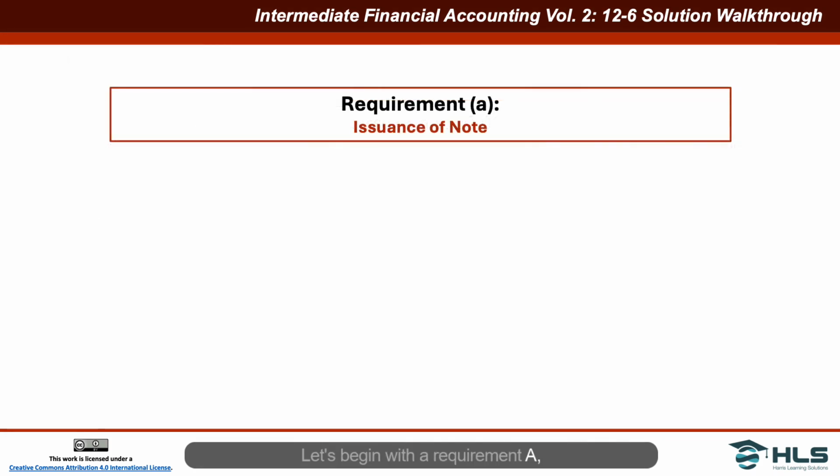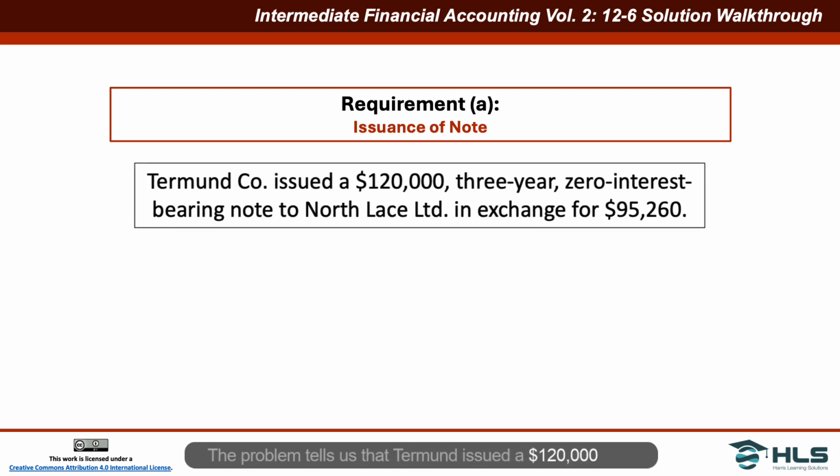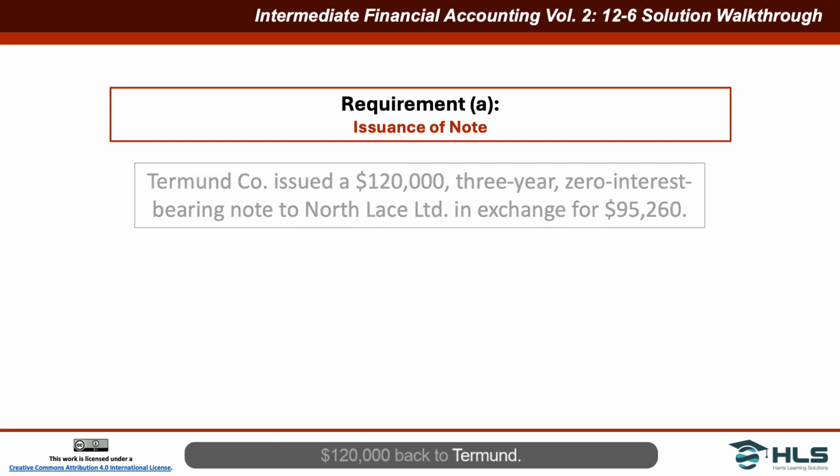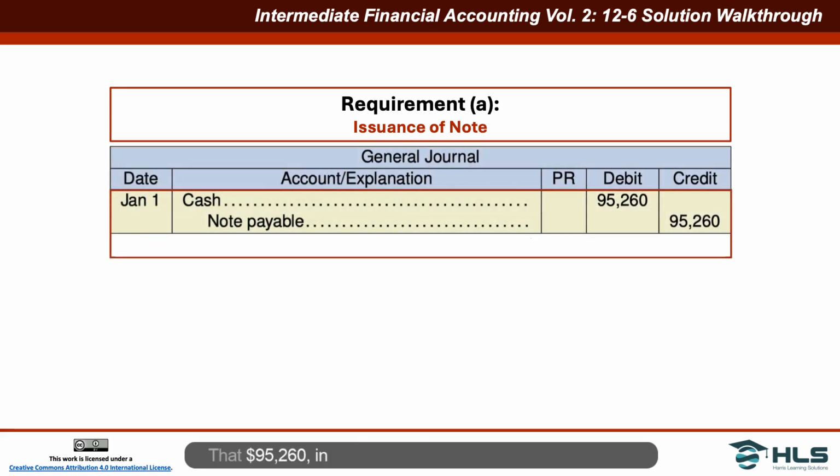Let's begin with requirement A and record the issuance of the note from the perspective of Northlace Limited, who is the borrower. The problem tells us that Term & issued a $120,000 note in exchange for $95,260. This simply means that Term &, who is the lender, is going to give $95,260 to Northlace, who is the borrower, and in 3 years' time, Northlace is going to return $120,000 back to Term &. That $95,260 in essence is the present value of the note, and that's the amount that Northlace is going to use to account for the note, and therefore will debit cash and credit the note payable for the same amount.